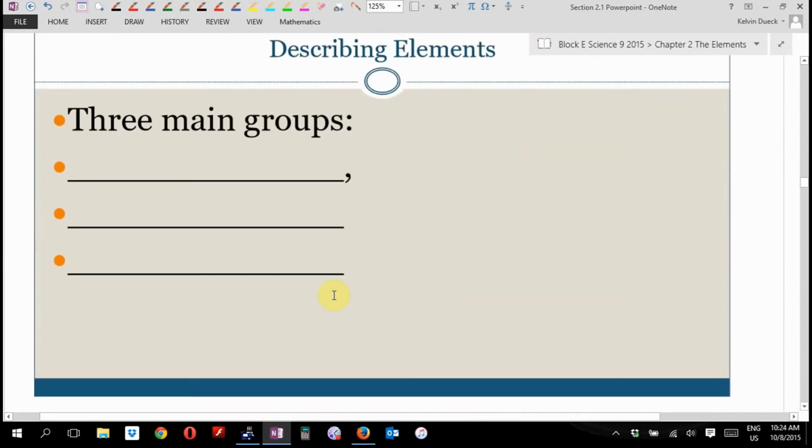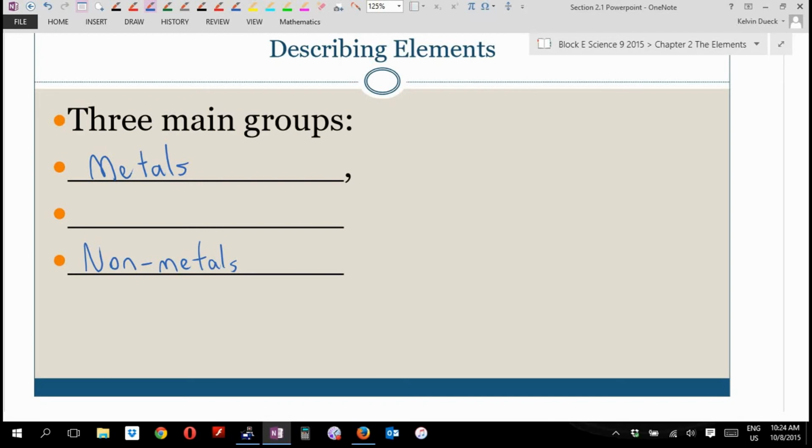We can break elements into 3 main groups. There are metals, which is most of them, about 80%. Leave a space, don't fill in the next line. There are non-metals. If you look behind you, on the right-hand side, the darker blue section, that looks kind of like a little triangle-y shape, those are the non-metals. The yellow ones and the ones to the left of the yellow ones, green and silver, those are the metals.